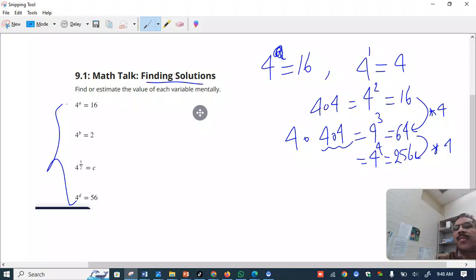So here the question is only asking: what is this a? You can clearly see the 16 is possible only when a is 2. So here the answer is 2. But is there another way to do this?